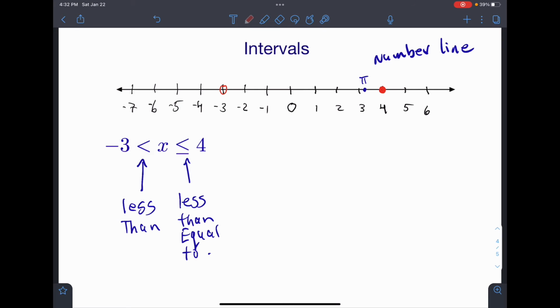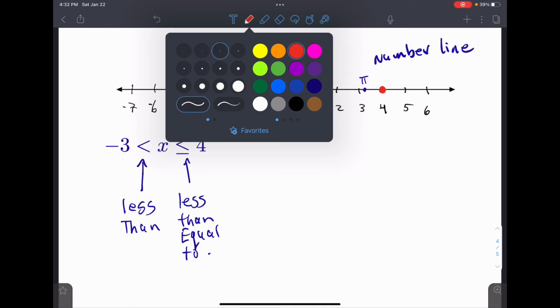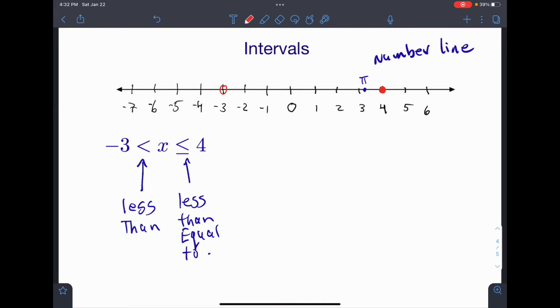All right, so now what we do, and I'm just going to draw this a little bit bigger, is we represent all of the numbers that x can be by connecting these dots. So we can connect them like that. There we go. Sometimes you'll see books that will do a solid circle at 4 and an open circle at -3, and they'll draw the line either below or above the number line. Either way is fine, as long as it's clear what you mean.